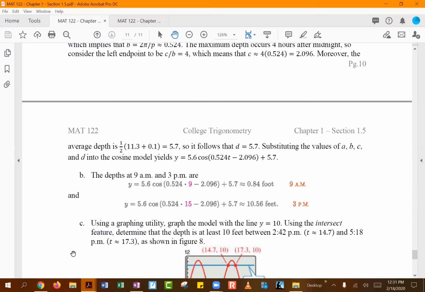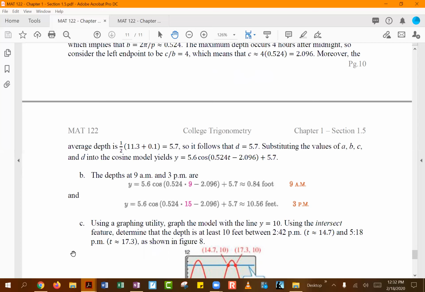And then we are using all of those values to plug into our cosine function. And once you have the model, coming up with that second part of the problem, which was asking you what the depths would be at 9 a.m. and 3 p.m. 9 a.m. is 9 hours after midnight, so t would be 9. 3 p.m. of course is 12 plus 3, right? 15 hours after midnight. So that's going to be t, or your x coordinate, whatever you want to look at it as. You can plug that into your function and come up with the depth of your water.